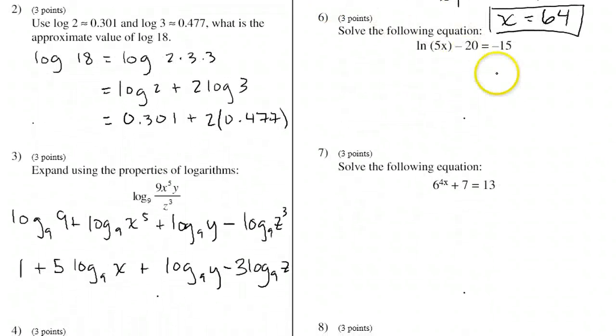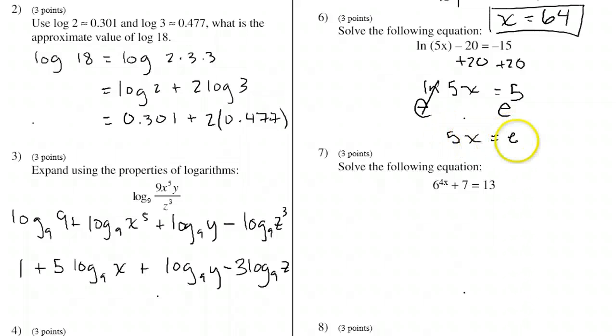For number 6, similar, we're just going to use SADMAP, so add 20. I get ln of 5x is equal to 5. And then to cancel out a log base e, which is what ln is, we use exponentiate base e. So that cancels out the ln, and we're left with 5x is e to the 5th. So if I just divide by 5, you get our answer of x is equal to e to the 5th over 5.